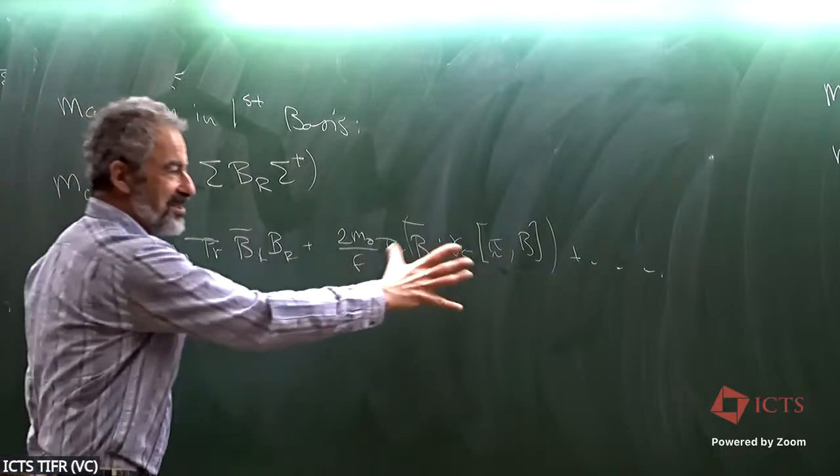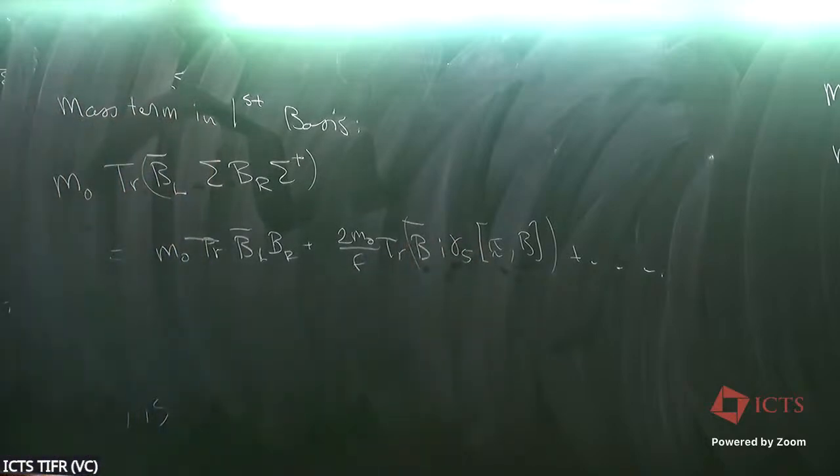Still, this is the sort of basis that was traditional in the beginning, where g pi NN couples to nucleons with a gamma 5 and no derivative.